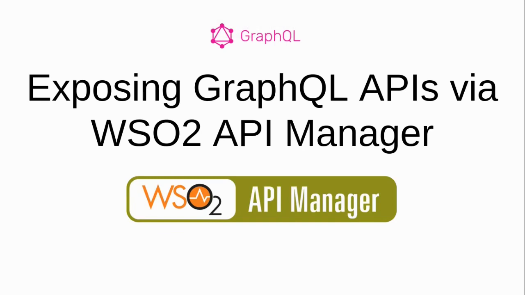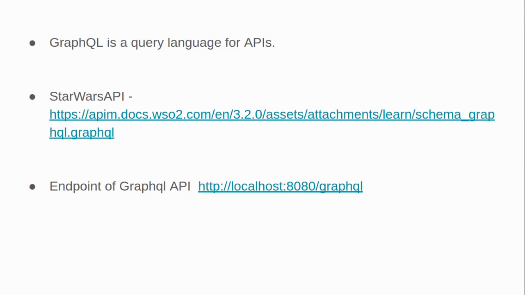Today I'm talking about exposing GraphQL APIs via WSO2 API Manager. GraphQL is a query language for APIs. You can use a schema definition language or SDL schema to create a GraphQL API in WSO2 API Manager. This is similar to creating SOAP APIs using WSDLs and developing REST APIs using OpenAPI specifications.